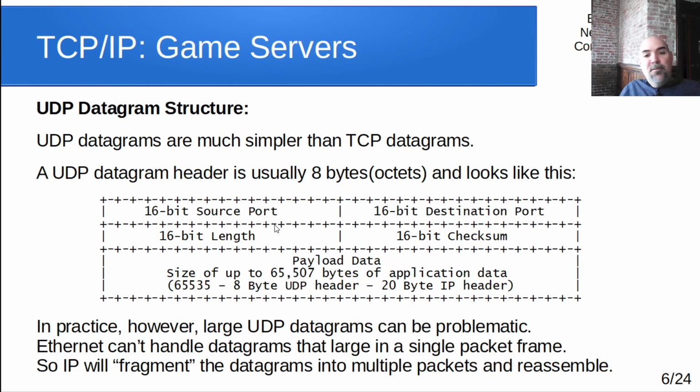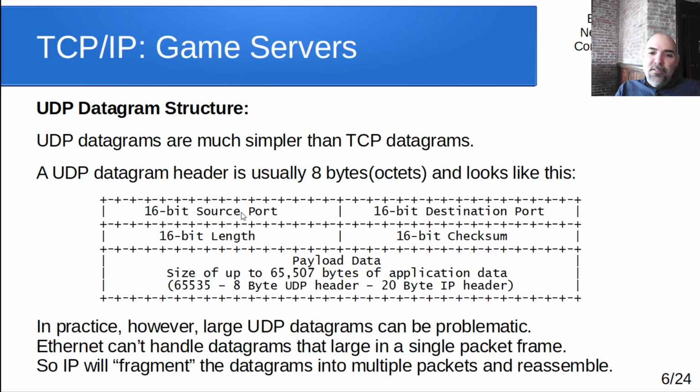Okay, so before we get too much further, let's look at a UDP datagram structure. UDP datagrams are much simpler than TCP datagrams. Remember, a TCP header had 20 bytes, and it had all these things about window sizes, and sequence numbers and things like that. We don't have any of that with UDP. Basically, we have this 8-byte header that looks like this.